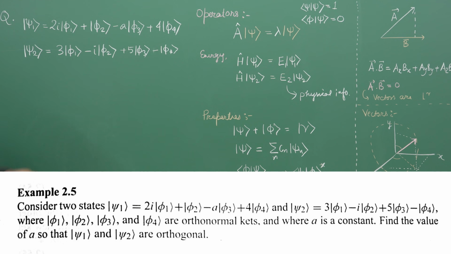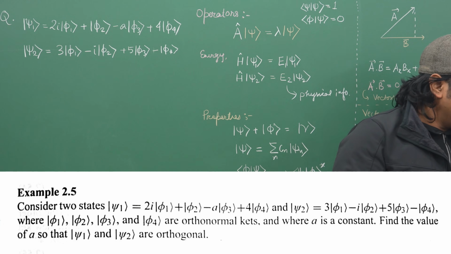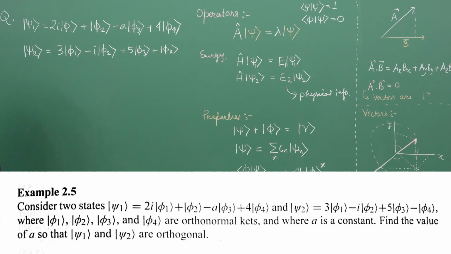A is a scalar here, so that psi 1 and psi 2 are orthogonal. To find out the orthogonality of these kinds of states, all you have to do is find out the scalar product. That's it, nothing else. So if you try to find, let's suppose, psi 1 and psi 2, then you would write the bra of this psi1. The bra of this psi1 is what?